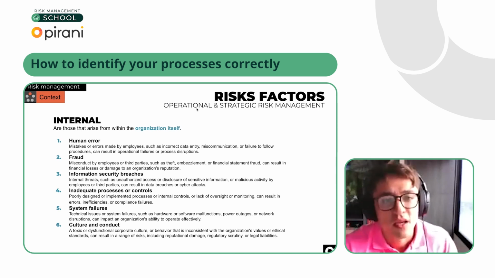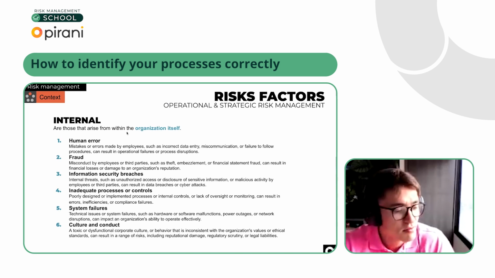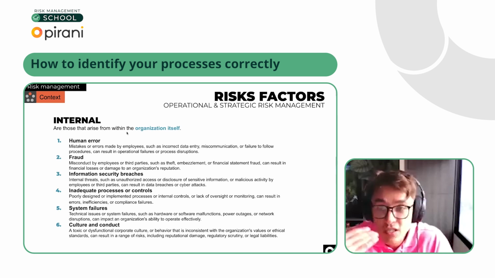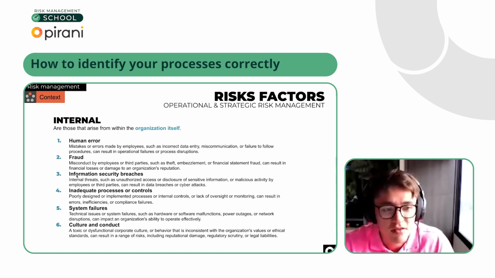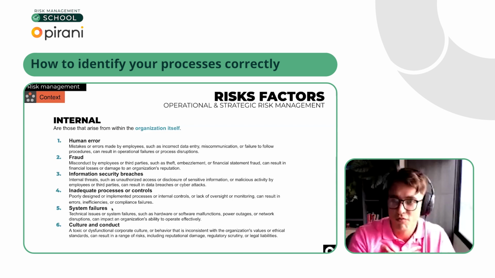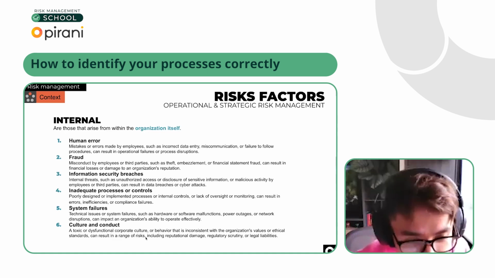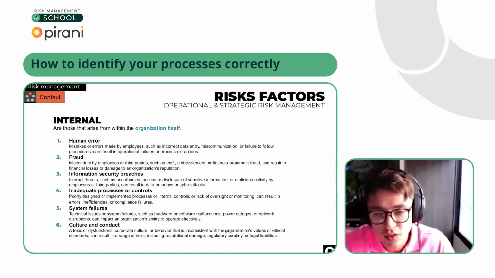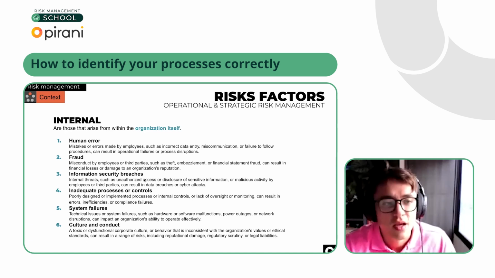What is this approach? There are risks within the organization itself. There are risks that I can mitigate or see firsthand, like human error, like fraud, like information security breaches, like inadequate processes or controls, like system failures of my own, like culture and conduct. A toxic or dysfunctional corporate culture, or behavior that is inconsistent with the organization's values or ethical standards, can result in a range of risks.